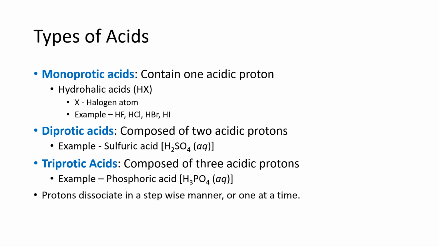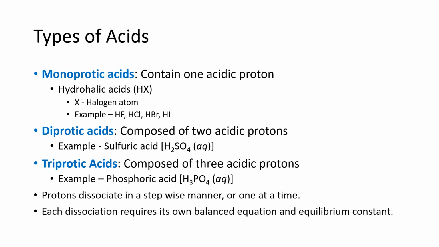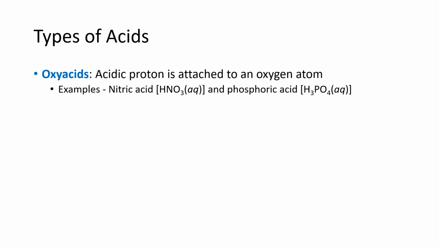As we'll see shortly, for di- and triprotic acids, protons dissociate in a stepwise manner, or one at a time. Each dissociation requires its own balanced equation and equilibrium constant. Oxyacids are acids where a proton is attached to an oxygen atom. Examples are nitric acid and phosphoric acid.